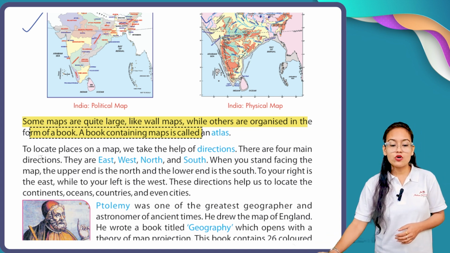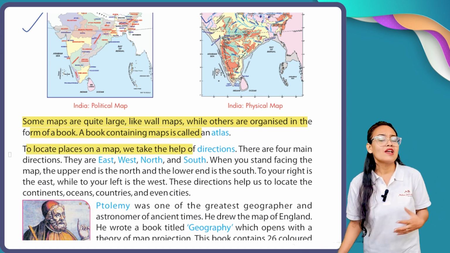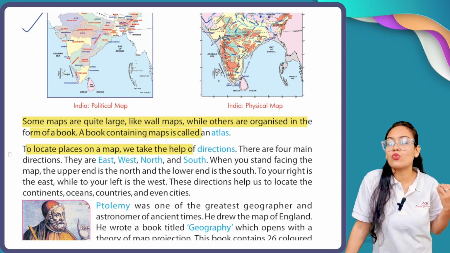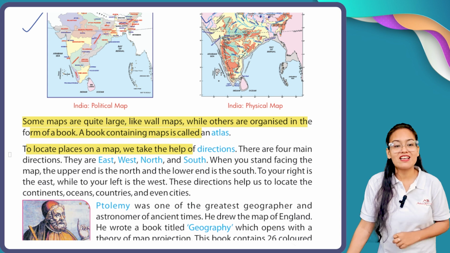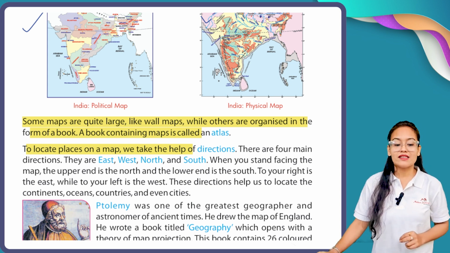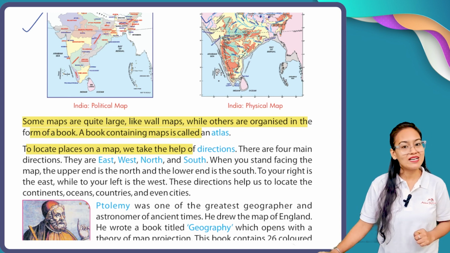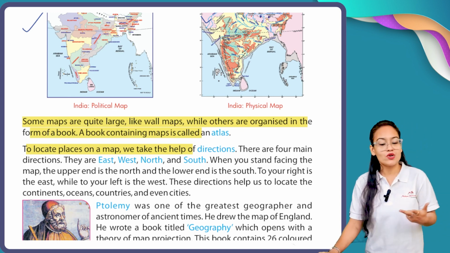To locate a place on a map, we take the help of directions. So if we want to mark any place or any area, or we want to get the exact location, then we take the help of directions. There are four main directions, as you all know, my dear students: east, west, north and south.